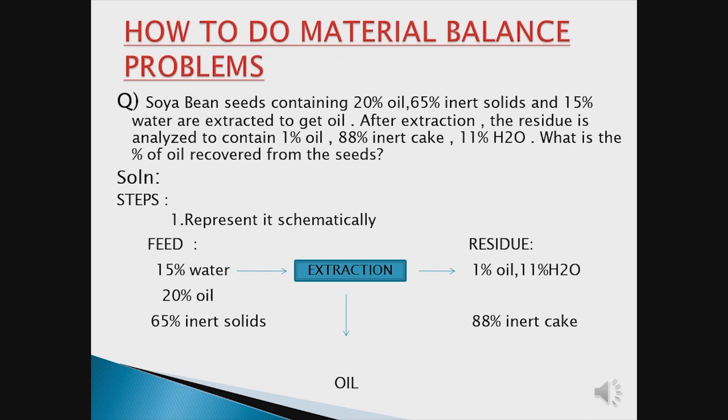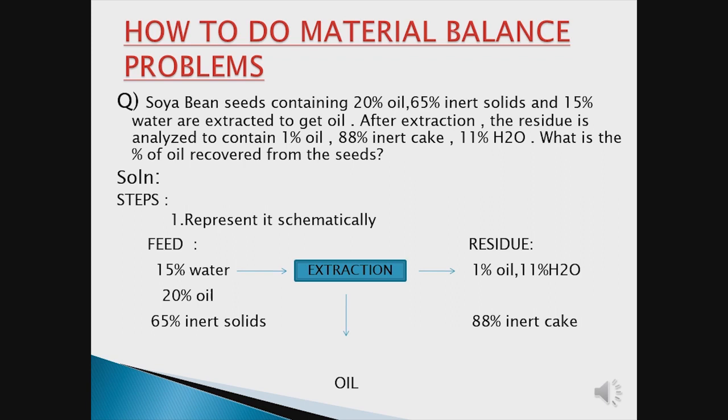So here the feed is soybean seeds, which contain the oil, inert solids, and water in the concentrations given in the question. After the extraction, we know what an extraction is, the oil is extracted from the soybeans. And the output contains 1% oil, 88% inert cake, and 11% H2O. It's not the product; it's the residue, because it's the residue of the soybeans. So what is the percentage of oil recovered from the seeds is the question.